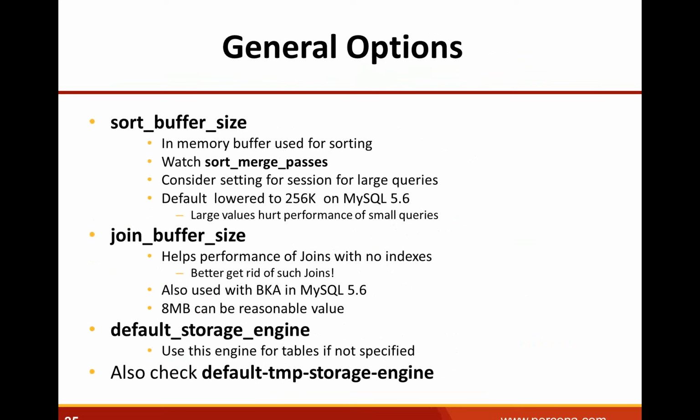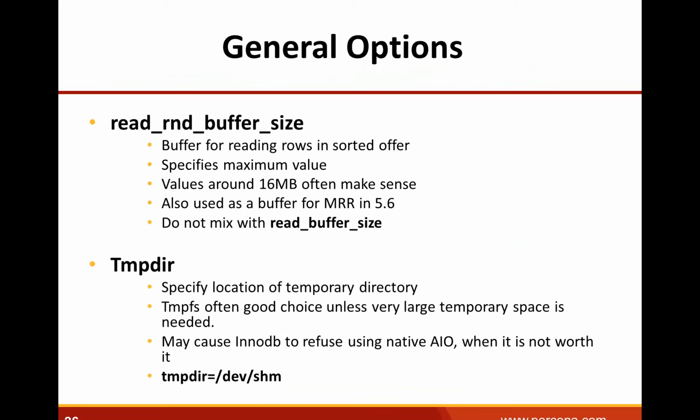The interesting change in MySQL 5.6 is that there is also a default TMP storage engine, right? So there is a different variable you can use to set the storage engine for temporary tables. And for a number of workloads, it makes sense to keep the default storage engine of InnoDB, but have the TMP storage engine of MyISAM, which will be used for explicit temporary tables. Implicit temporary tables, which are created to resolve the queries, are always MyISAM.